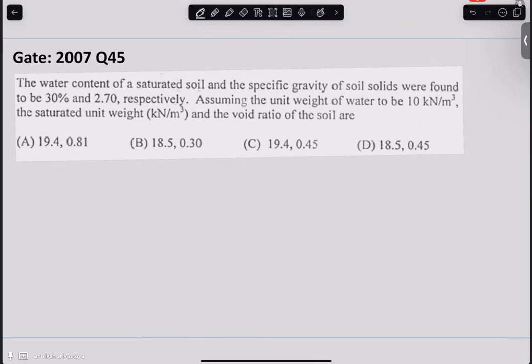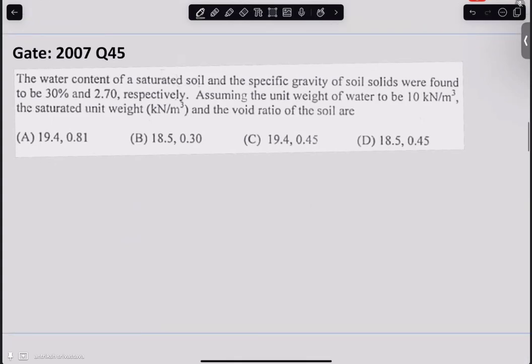Question number 3. GATE 2007, question number 45. This is related to soil mechanics and it's a very basic question. So let's see what the question is asking us.